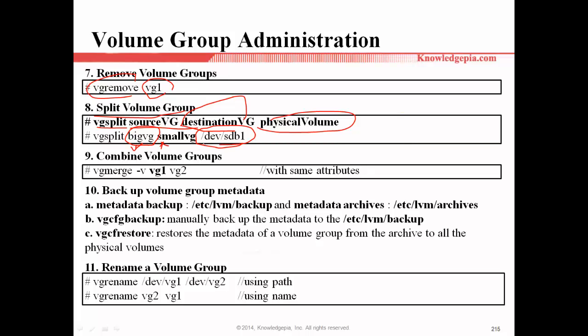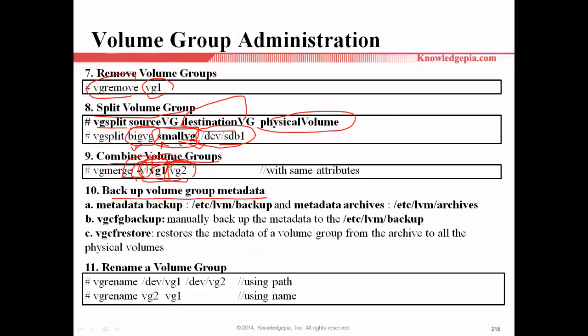Okay, from this one now we will use the volume group merge command, vgmerge -v, meaning verbose mode. We have the volume group VG1 and VG2, then VG2 will be combined into VG1. Number 10, backup the volume group metadata.